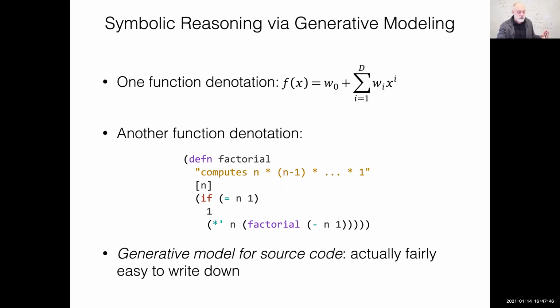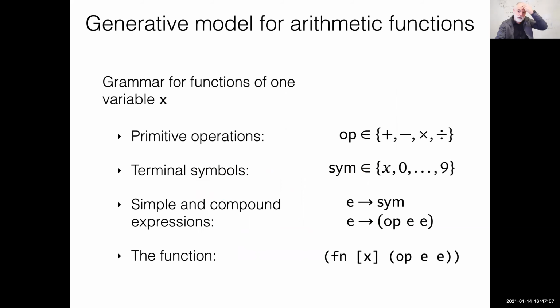What about doing something totally crazy and doing basically symbolic reasoning for supervised learning? Let's write down a generative model for source code. It's actually really easy to write down. If you write down a grammar for the allowable expressions that you want to consider in your symbolic reasoning task, say you allow all the mathematical primitive operations, plus, minus, times, divide. There are some terminal symbols, which are the symbol x and the values 0 to 9. There are no floating point numbers, just the integers 0 to 9. And you can construct simple and compound expressions.